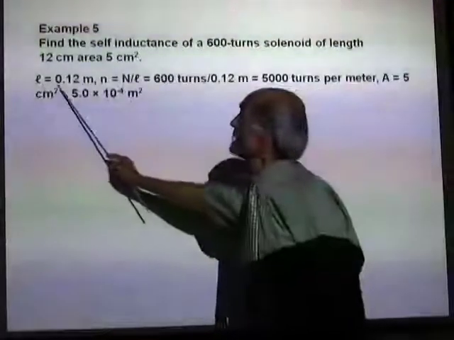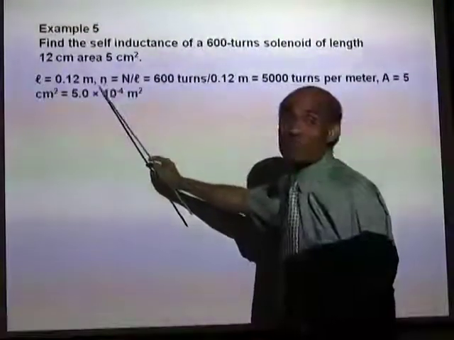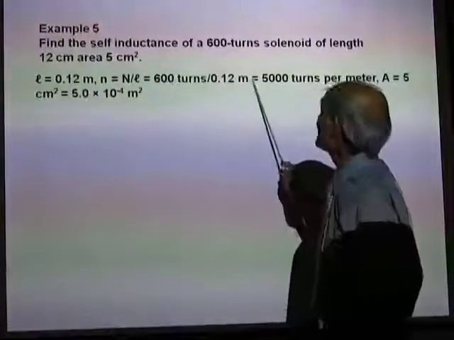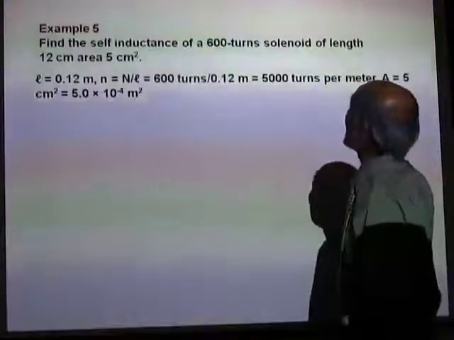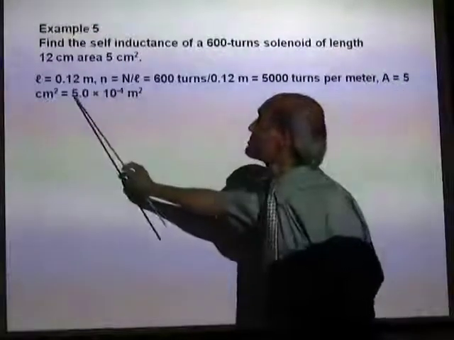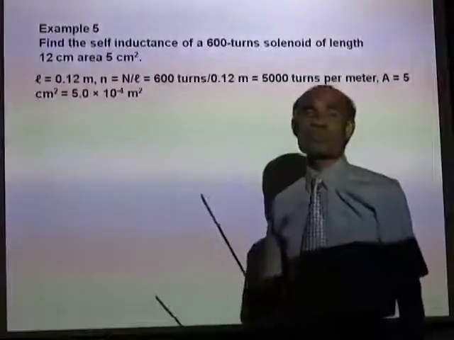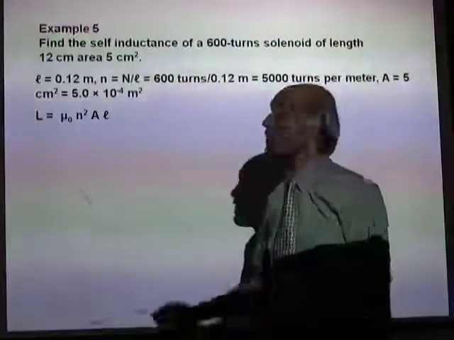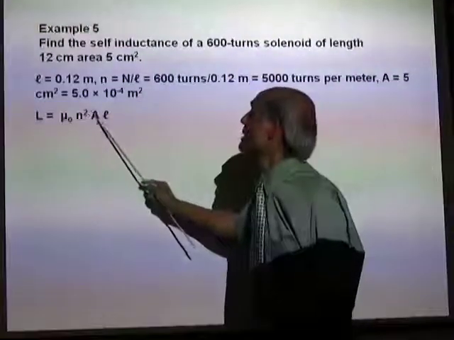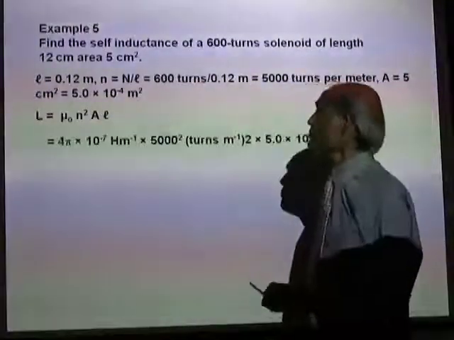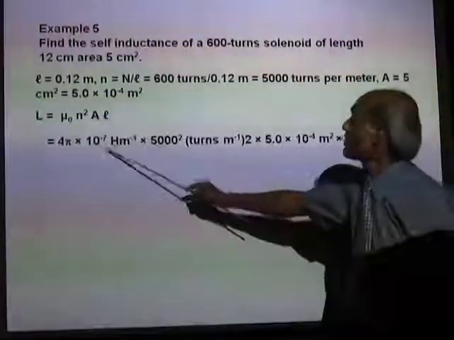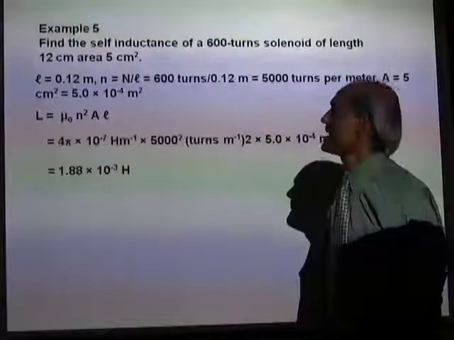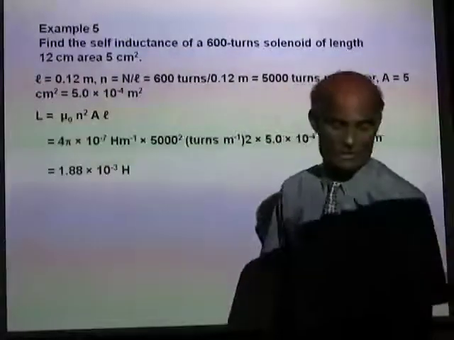Well, we have the length, we have n, the number of turns per unit length, which is N over L, which you can calculate, and we have the area, 5 centimeters squared, and convert that to square meter. And L, the self-inductance of a solenoid, is mu 0 n squared AL, and we have all those quantities. We replace those quantities by the values. That gives you 1.88 times 10 to the negative 3 Henry.